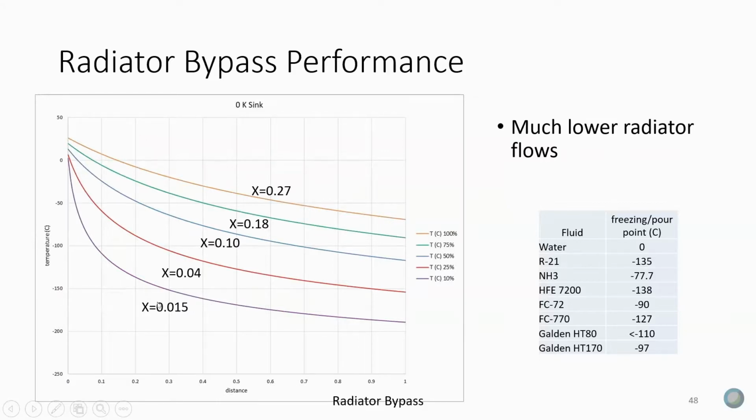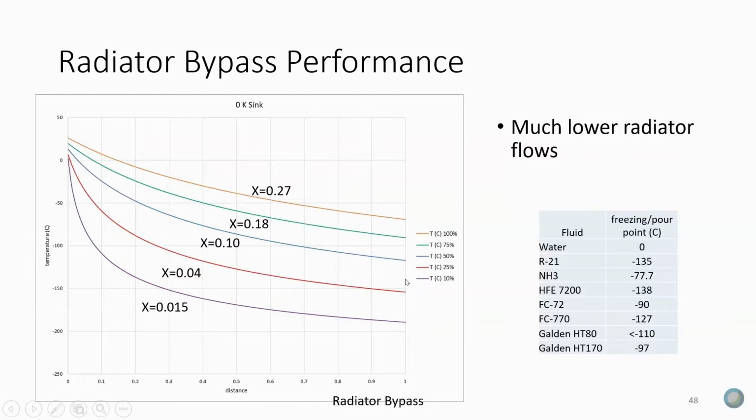So now what if we go to a 0 Kelvin sink? Full load, we're looking at 27% flow through the radiator, coming out pretty darn cold. As we get down to the lower heat loads, as we get down to 10% heat load, we're down to just 1% of the flow through the radiator. And we are coming out really cold. We're coming out somewhere like minus 170 Kelvin.